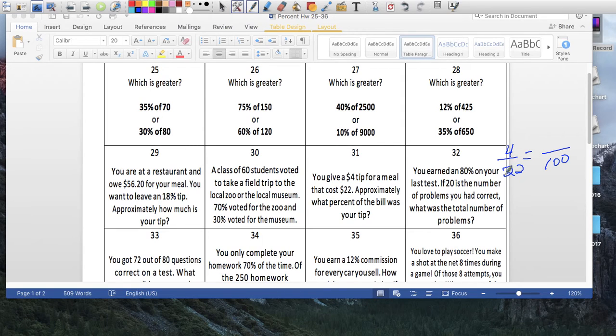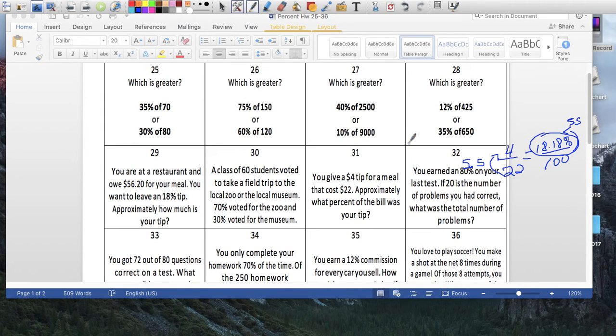Is there anything divided by 22? Let's go up and down this one. What divided by 22 gives you 4? If you did 5.5 on the calculator, 22 divided by 5.5 is 4, and for 100, you're going to divide the same thing by 5.5. And 100 divided by 5.5 is going to give you 18.18%, approximately. That's how much you gave the waiter in terms of percent.